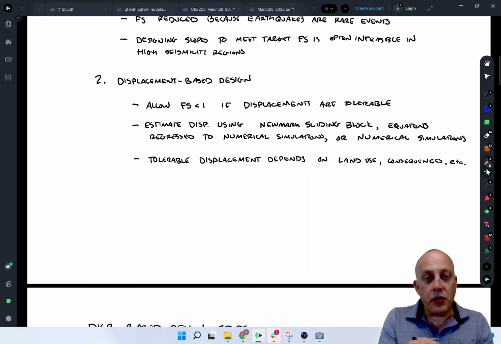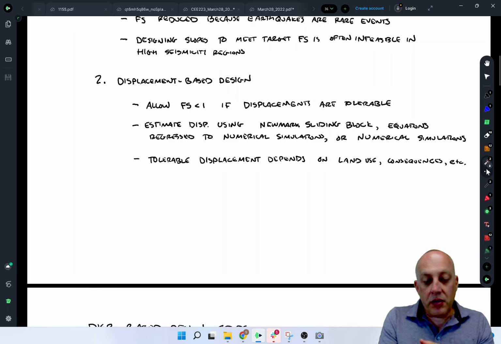Or another option is you could run your own numerical simulation, right? You could do a nonlinear time series analysis, put ground motions in the bottom, and figure out how much deformation there's going to be. That especially is attractive if none of the existing equations match your particular problem all that well.